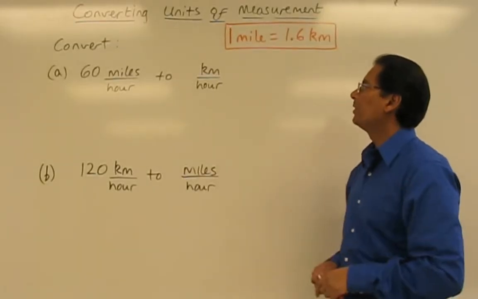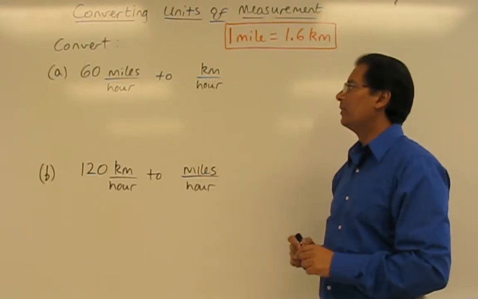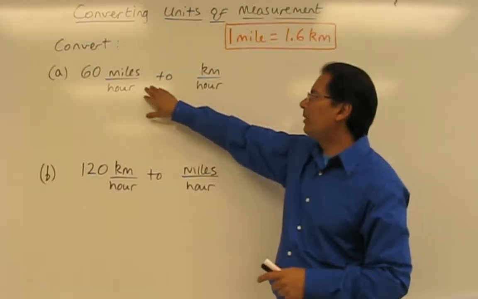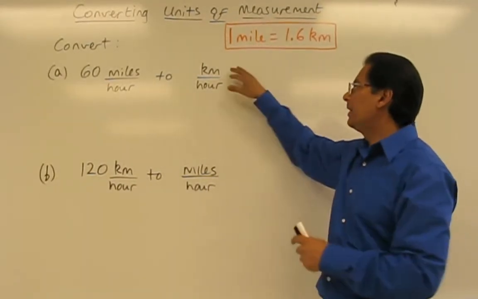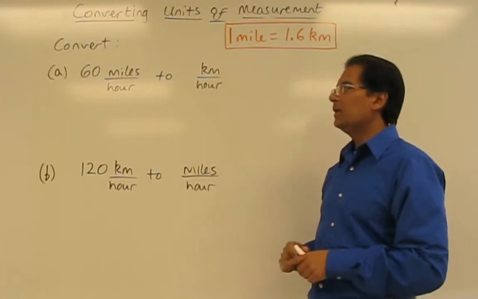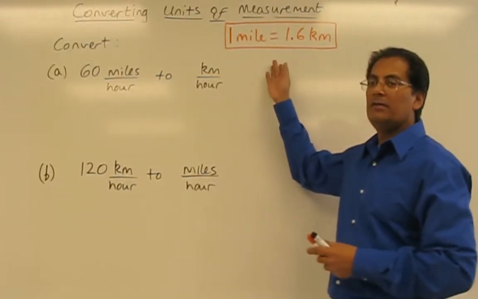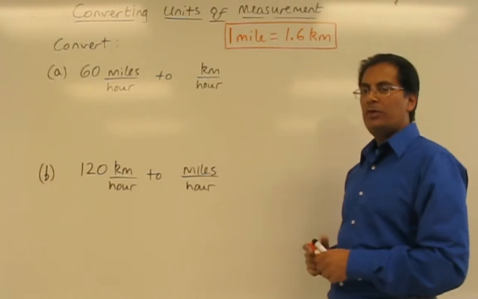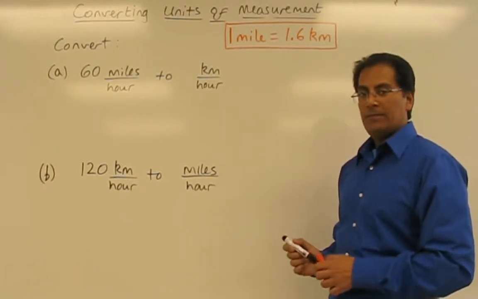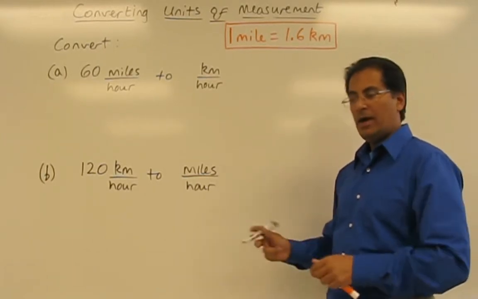Alright, in this problem we want to convert some units of measurement. Here we're given 60 miles per hour and we want to convert that to kilometers per hour, a metric measurement. How do we do that? We're given the conversion, 1 mile is 1.6 kilometers. So we're going to keep our units to show how this works.